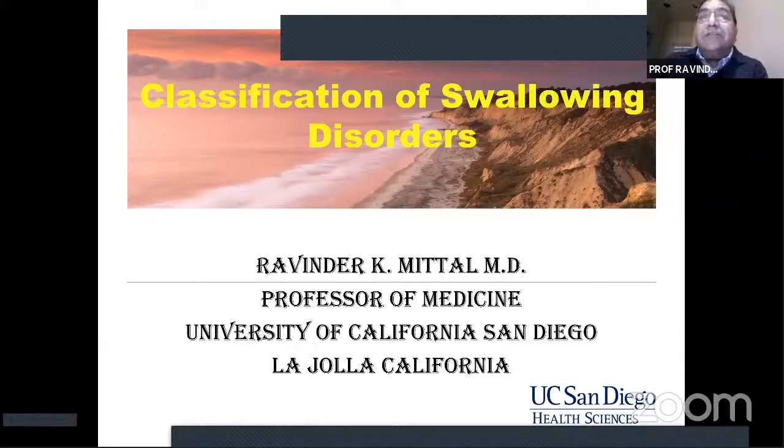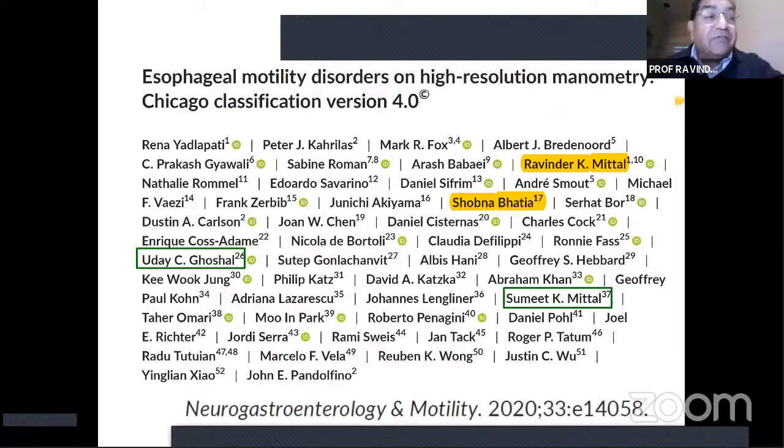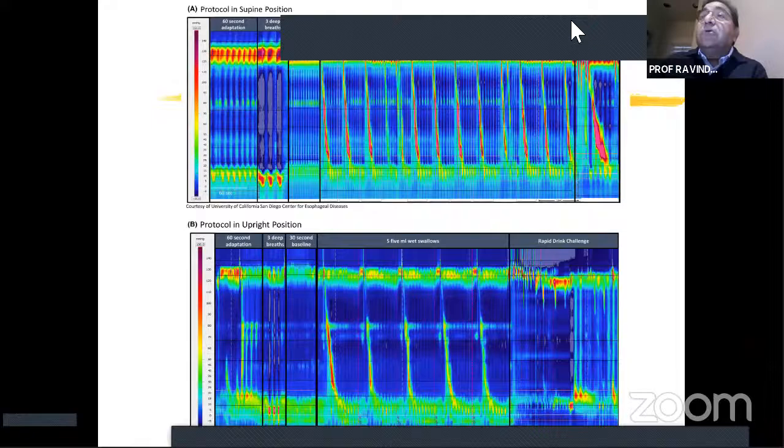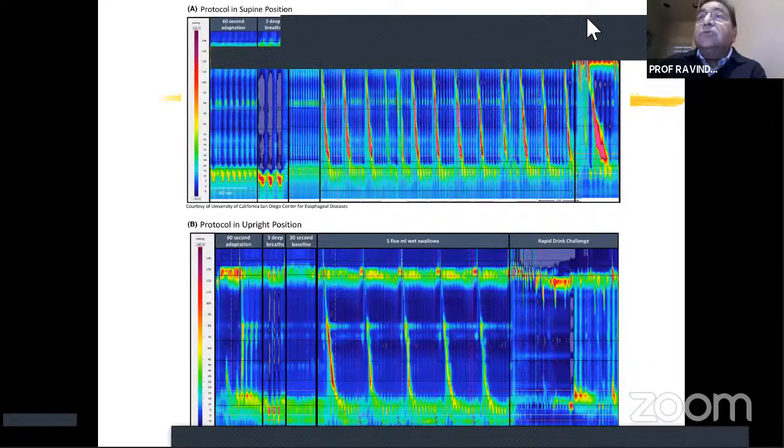So my task was classification of the swallowing disorders. And this is on the eve of this Chicago classification. I don't know whether that was in the mind of the organizer. The Chicago 4 classification has just come in, published, and I see a lot of Indian names in there. Shobha is there, Uday Ghoshal, Sumit Mittal, and of course I'm there as well. So it's a proud thing that so many people are involved. So just a little bit on this. I'm going to go through a few slides on what has been published, and I think it's good to know the protocol.